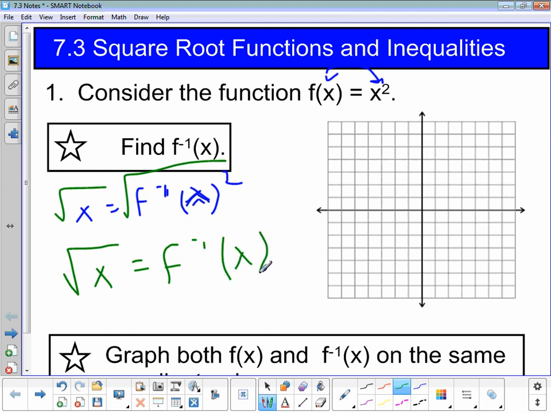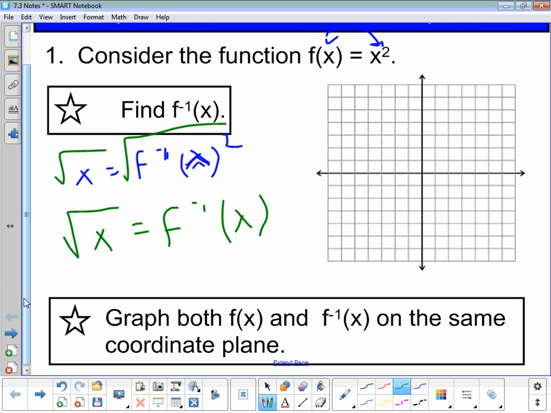Okay. Then the second part of that question says graph both of these on the same coordinate plane. So I'm going to graph x squared and the inverse of x, which is the square root of x, on the same coordinate plane. If I graph x squared, I'll put that one in red. Now you can use your graphing calculator to help you with this. Remember, you put those equations in the y equals menu and see what they look like.